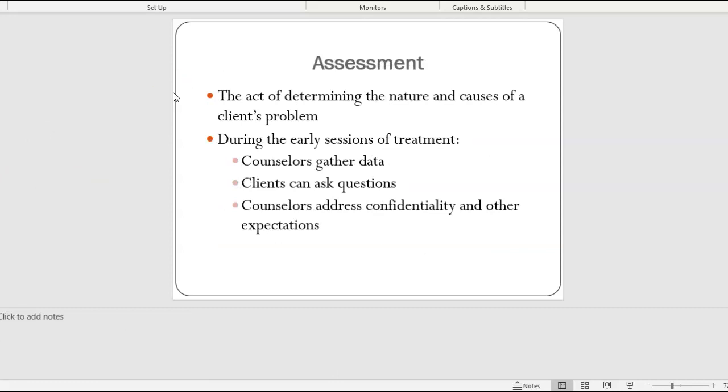Assessment, the act of determining the nature and cause of the client's problem. During the early sessions of treatment, you gather data, you ask questions, and you address confidentiality and other.